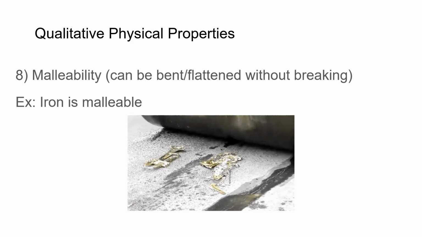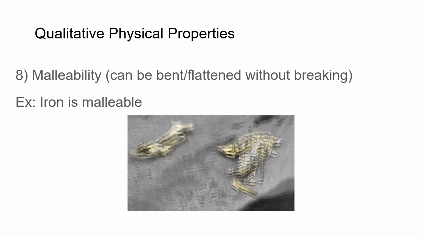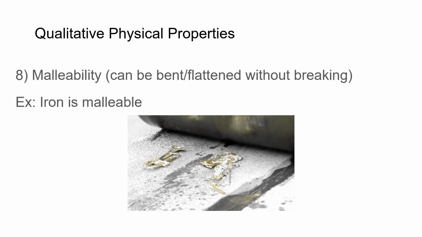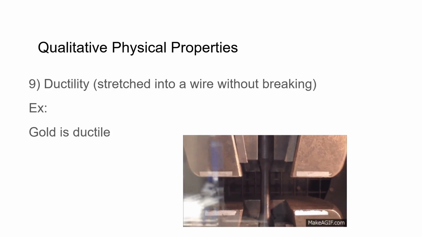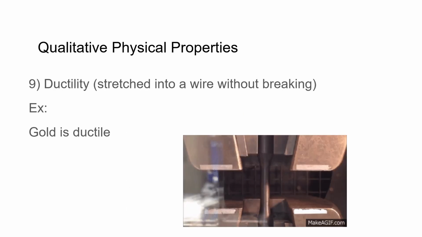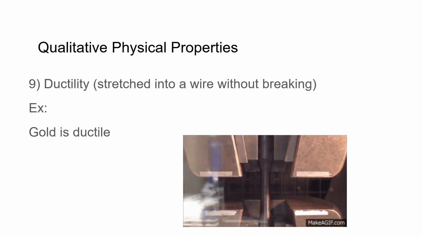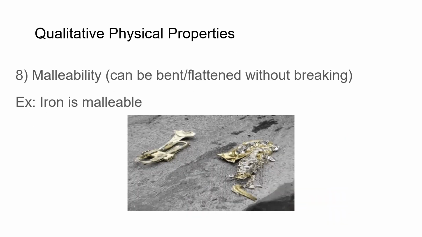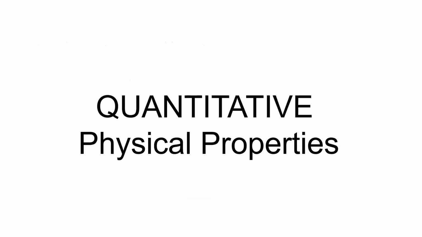Now, malleability. This one's a difficult one because it coincides with the next one, ductility. Malleability is basically how easily a metal can be bent or flattened without breaking. Ductility is how easily it can be stretched into a wire without breaking. On test questions, usually the teacher expects you to put one of these, and it depends on the context. Iron, for example, is malleable and ductile. Same goes for gold. It depends on what the teacher wants you to do, and they'll usually specify it in class.